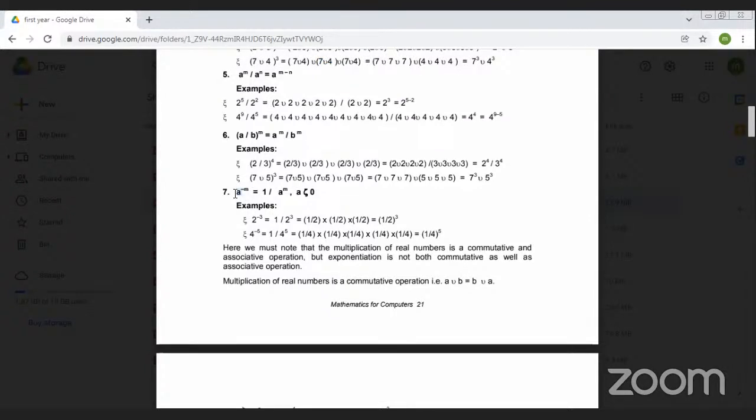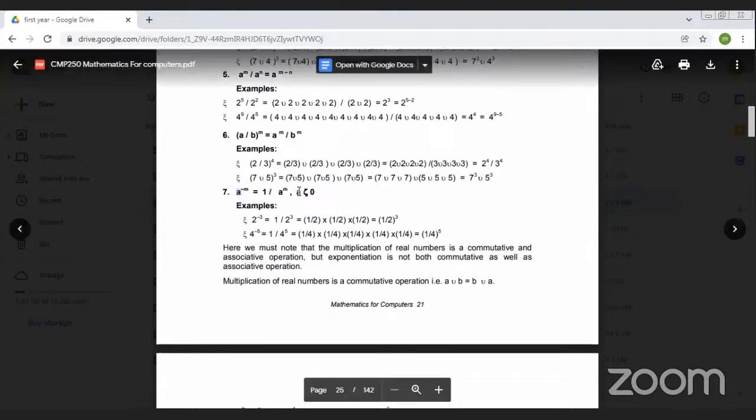Now the seventh rule is a raised to minus n. Again, the same thing. It is in the numerator part. So whenever it goes to the denominator, it will change the sign.